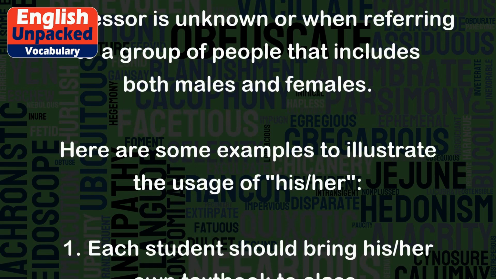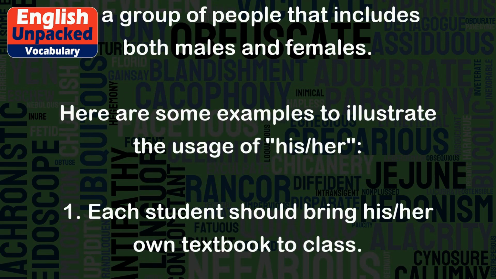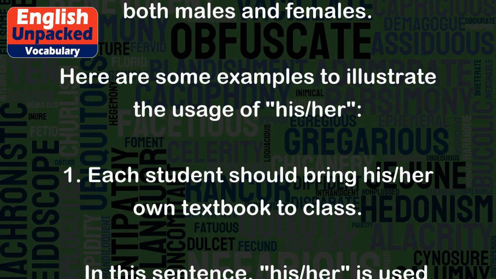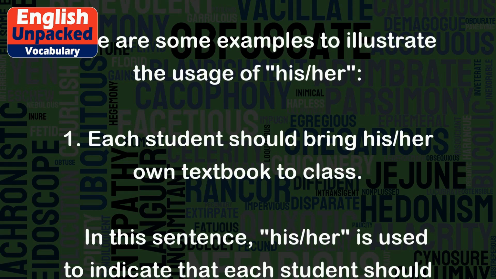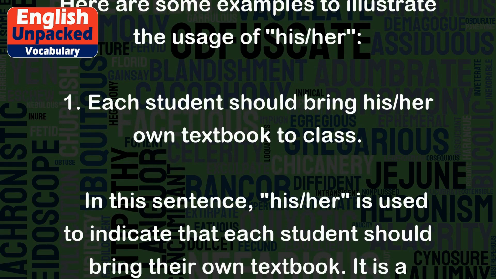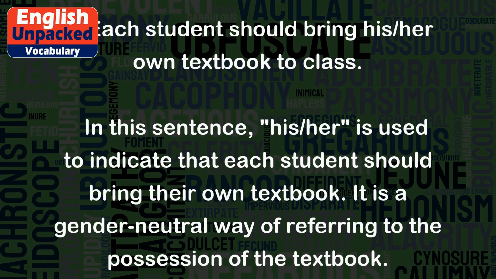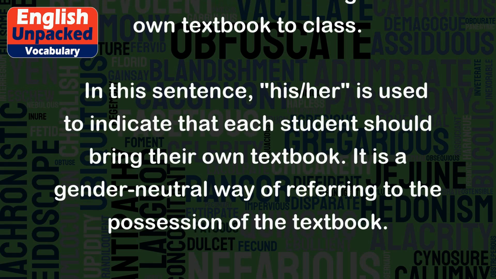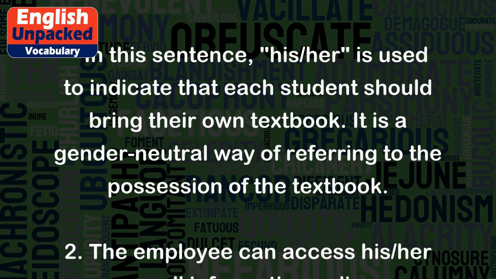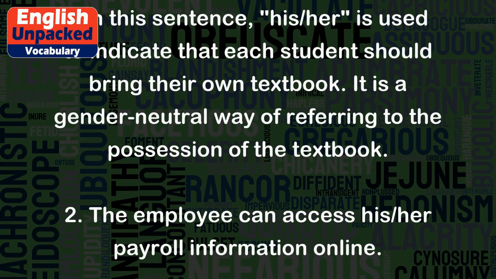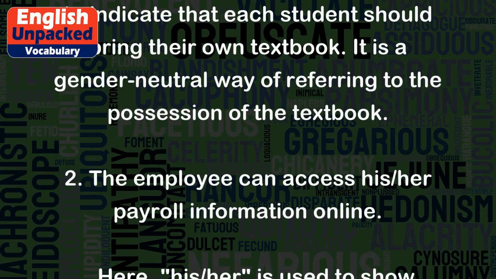Here are some examples to illustrate the usage of his, her. 1. Each student should bring his, her own textbook to class. In this sentence, his, her is used to indicate that each student should bring their own textbook. It is a gender-neutral way of referring to the possession of the textbook.